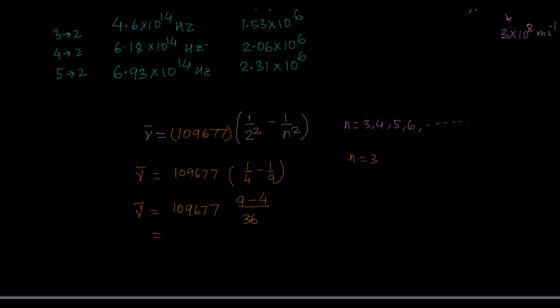So 109.67 into 5 divided by 36 is equal to 1.52 centimeters.